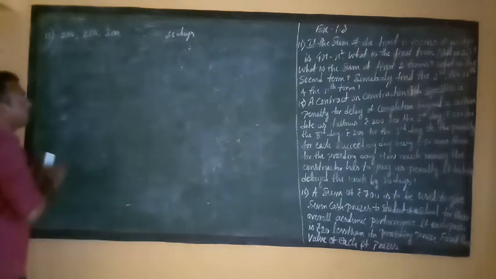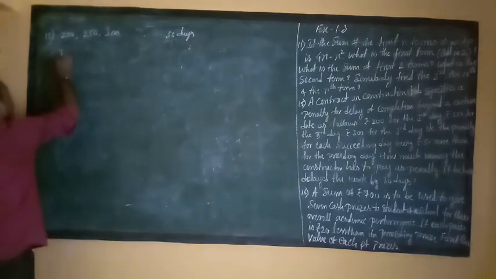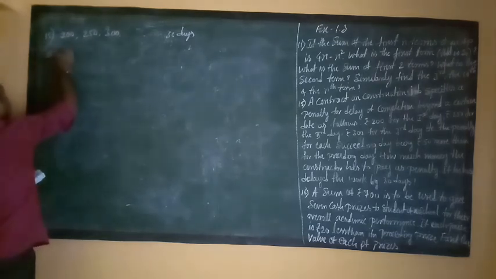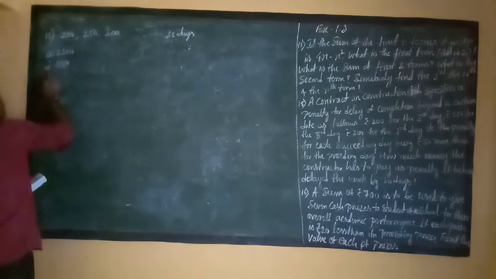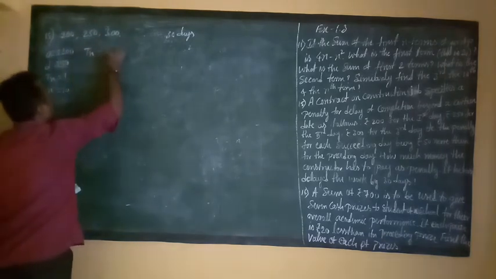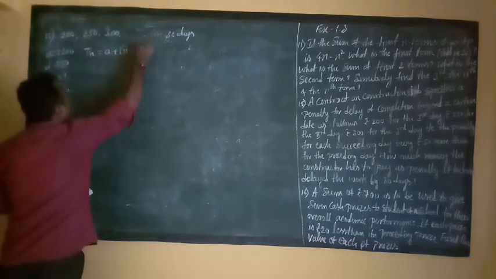Okay, so let me check what we calculate. Tn is equal to a plus n minus 1 into d. Before that we have to write the given. A is equal to 200 and d is equal to 250 minus 200, it will become 50 rupees. Then the nth term, 30 days. We have to calculate. N is equal to 30 days. Tn is equal to a plus n minus 1 into d.